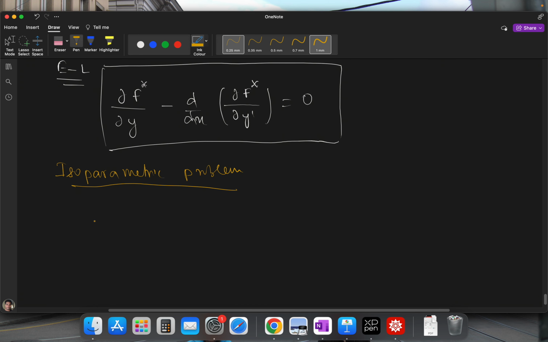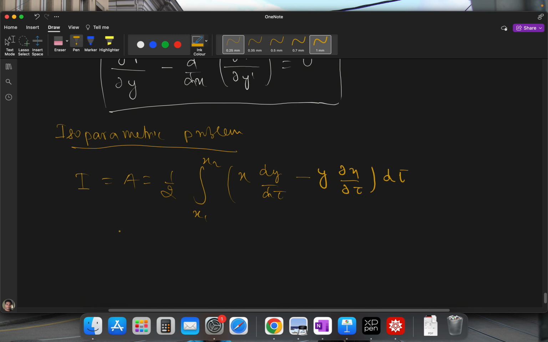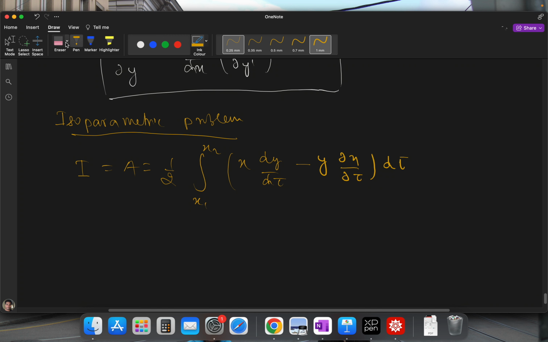That was nothing but I equal to integral of 1 by 2 (x dy by d tau minus y dx by d tau) d tau, that we have to maximize. This is I. The limits should be tau 1 to tau 2.